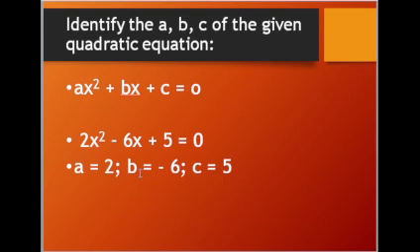Okay, now we are going to identify the a, b, c of the given quadratic equation. As we know, the standard form is ax squared plus bx plus c equals 0. So we have 2x squared minus 6x plus 5 equals 0. So we will get the values of a, b, c here. Our a is 2, our b is negative 6, and our c is 5.